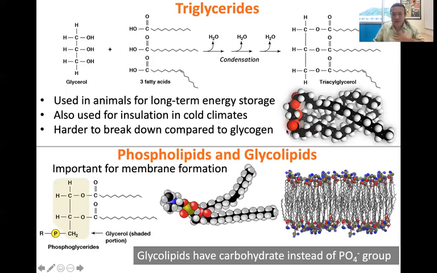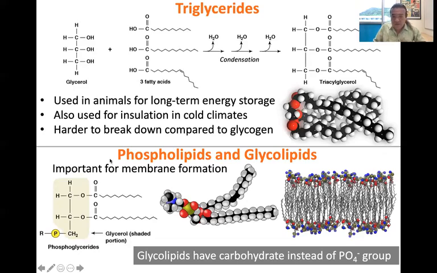Fat is also useful as insulation in cold climates. When I was living in Boston, I could argue that I get fat over the winter to stay warm, but here in Hawaii, that argument doesn't really hold. I just get fat because I'm eating all those loco mocos. It's harder to break down compared to glycogen.